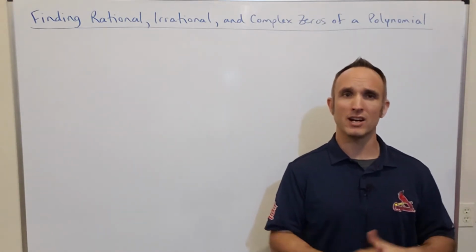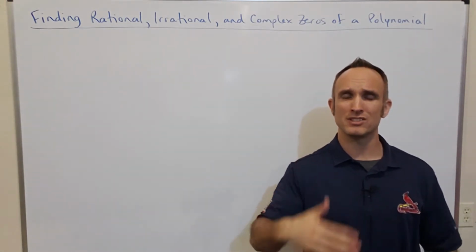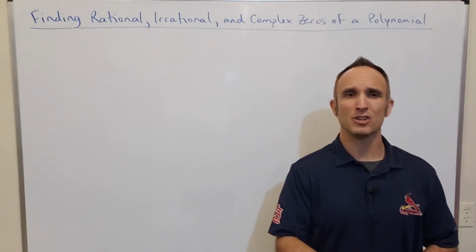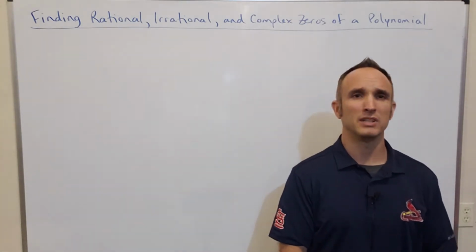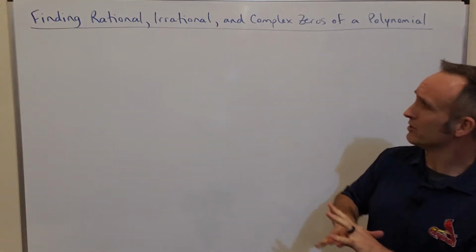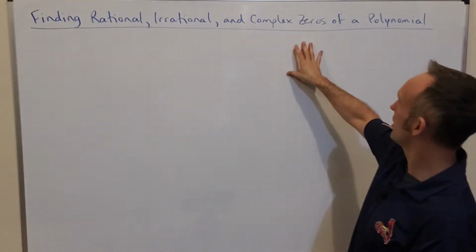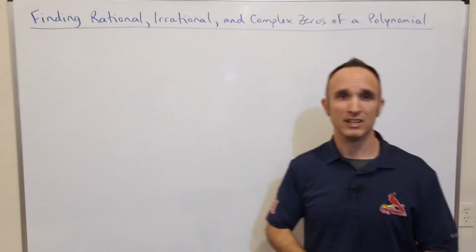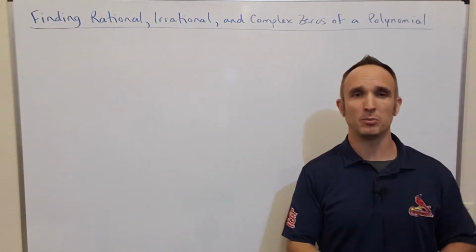But if not, take your time, make sure you get it, because we're going to use the same concepts over and over again to solve what look like somewhat complex problems. Okay, so the goal here is to find rational, irrational, and complex zeros of a polynomial. In other words, to find all the zeros of a polynomial.